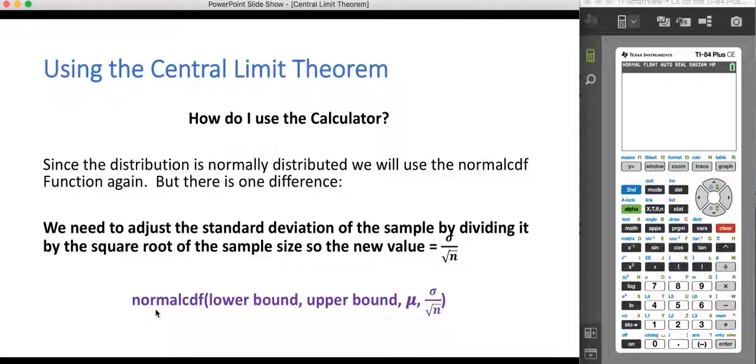So you should be quite used to using this normal CDF function. The syntax looks very similar, where we have the lower bound, the upper bound, the mean, but notice we're going to be using the standard deviation divided by the square root of the sample size where the standard deviation would normally be.